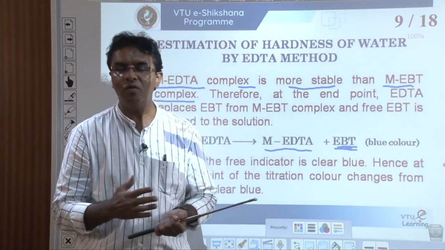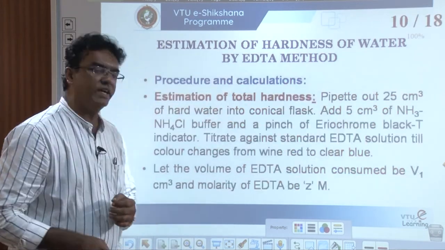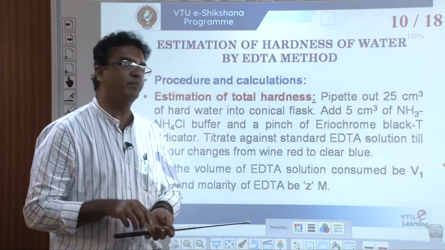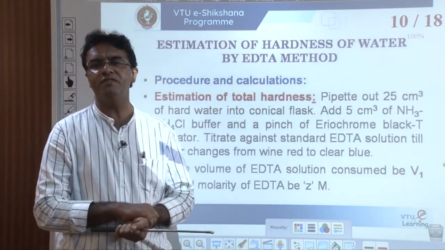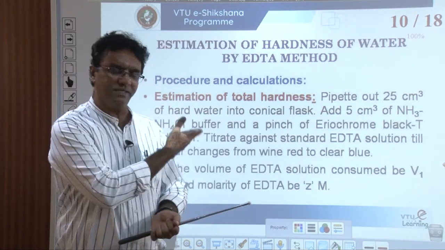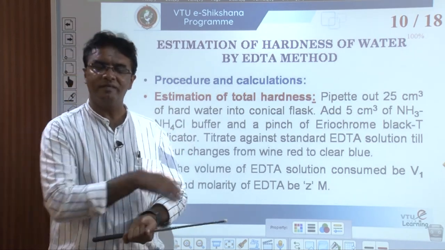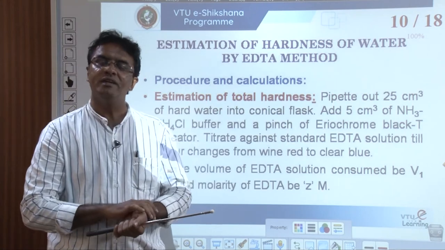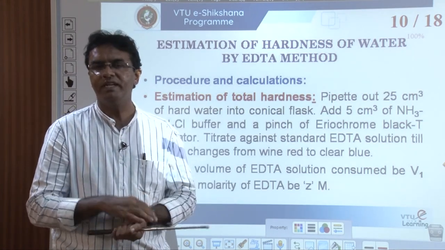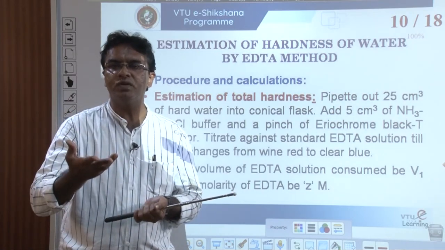Now, we will see how to do the experiment. Very simple. As we understood the principle already, conduction of the experiment is very simple. The first step is the preparation of a standard solution of disodium salt of EDTA. When it comes to the theory part, whereas in the laboratory when you are doing this experiment, you are going to prepare the standard solution of EDTA. So, just a revision of that. How to prepare the disodium salt of EDTA?